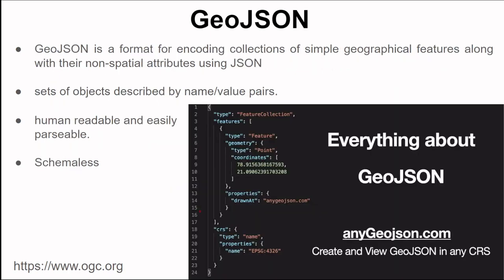GeoJSON. GeoJSON is quite common nowadays. It's very popular now. I think it's because of its flexibility and it's open source, and the fact that you can view and construct GeoJSON. It's an encoding of a collection of simple geographical features, based on the JSON language. It's just a collection of name-value pairs, like a dictionary, and it is not really strict.